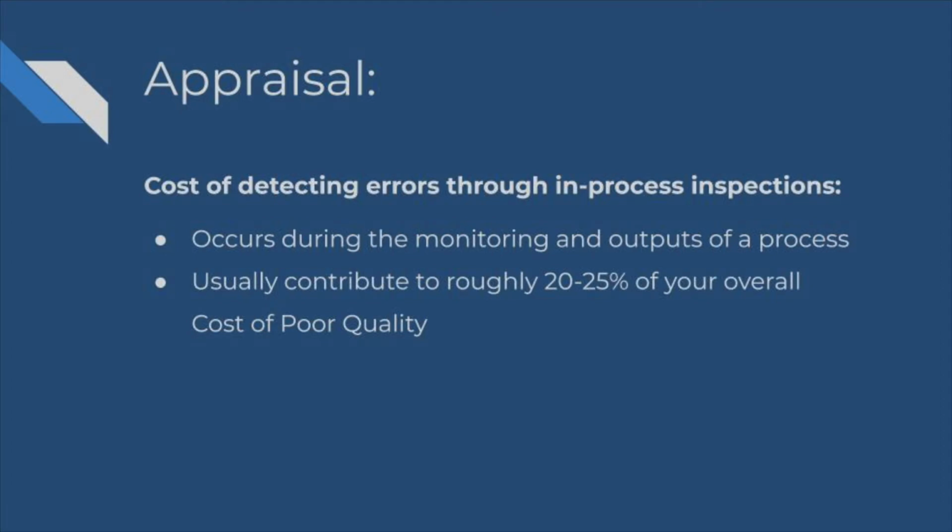The next one is appraisal cost, which is the cost of detecting errors through in-process inspections. Appraisal costs occur during the monitoring of the outputs of a process. These usually contribute about 20 to 25% of overall cost of poor quality. As you can see, your cost of poor quality increases tenfold as you move further through your processes and procedures.